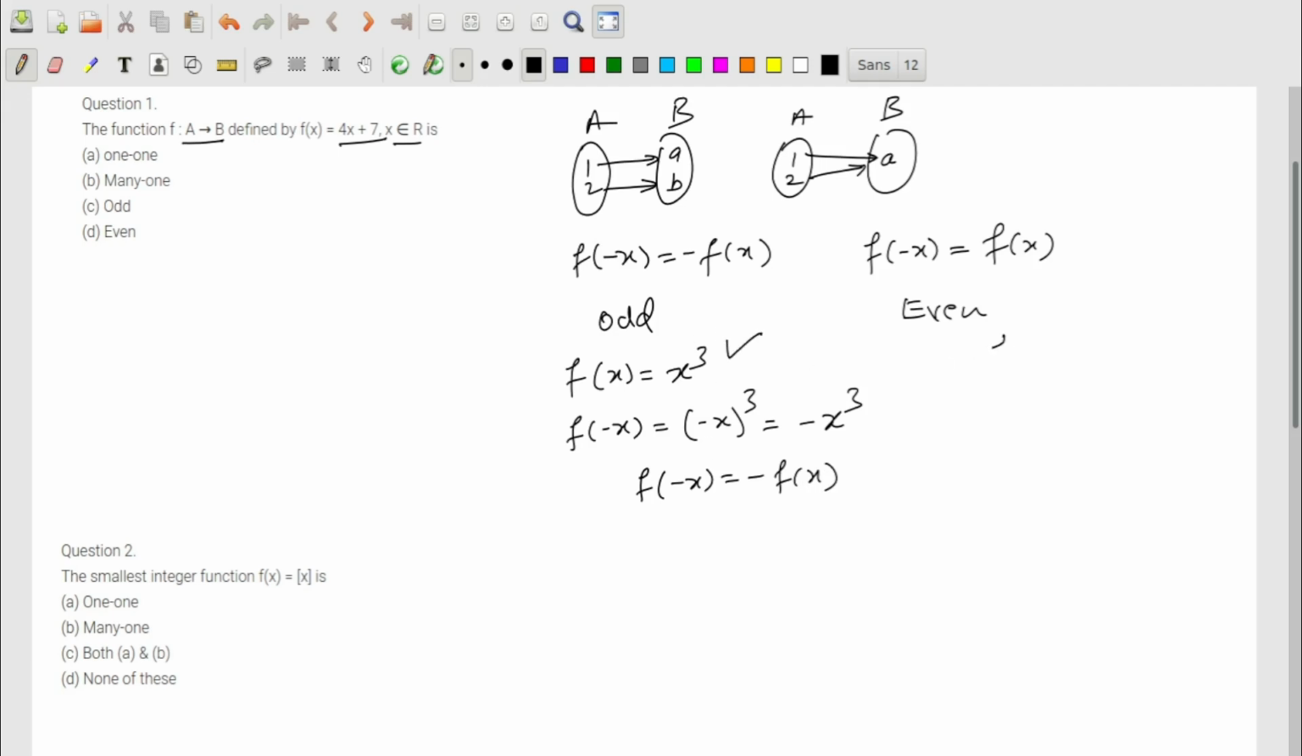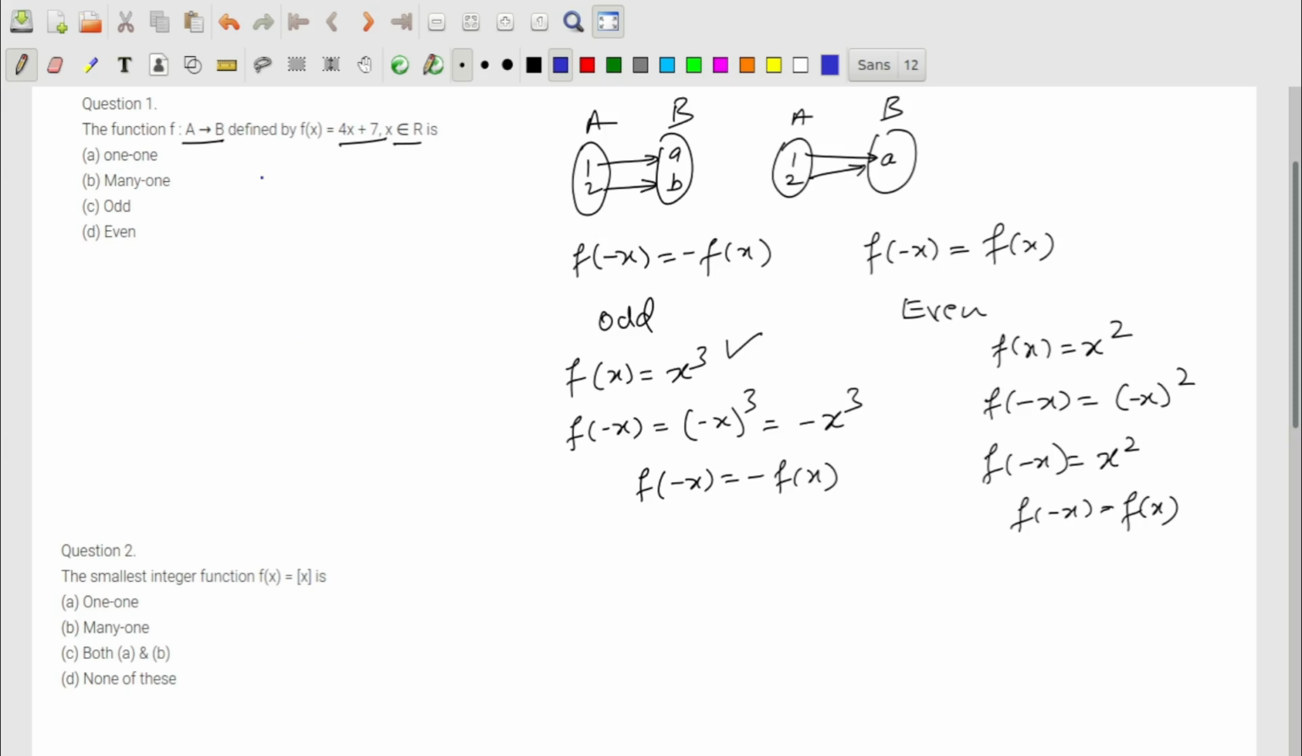And for an even function, f of x is equal to x square. So if I take f of minus x, we will get minus x whole square. And what is minus x whole square? That is x square, right? So f of minus x, we got x square. And what is x square? We took x square as f of x, right? So here we got f of minus x is equal to f of x. So such functions are called even functions, right?